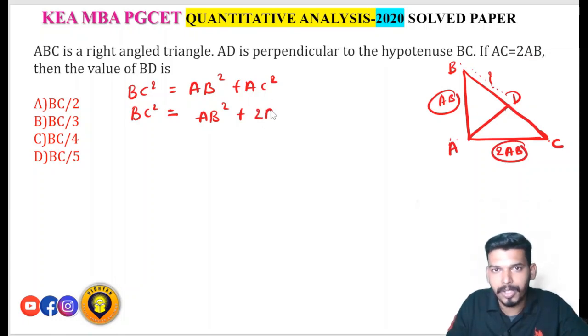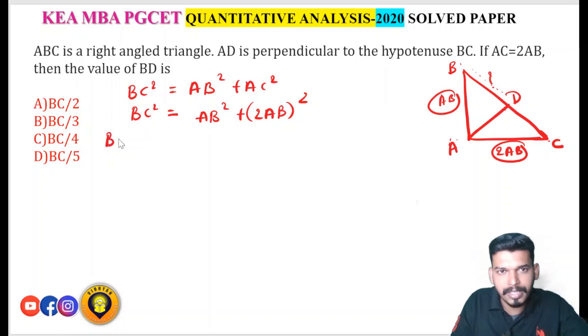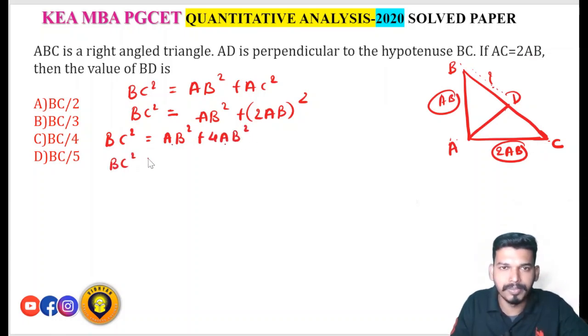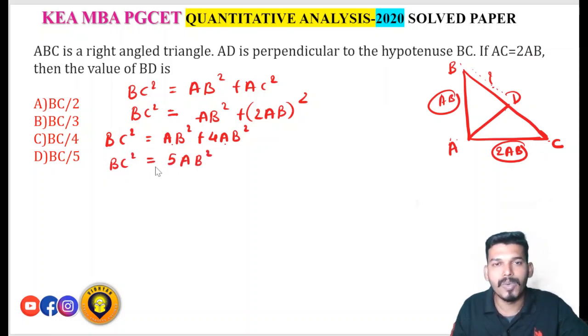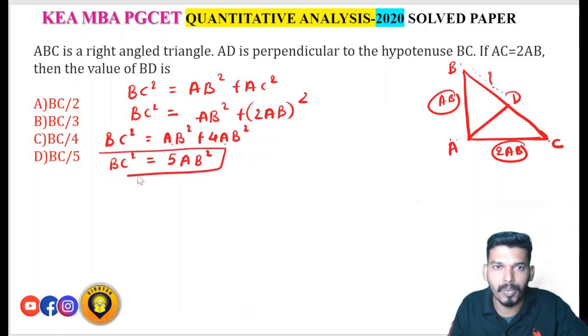So replace it by 2AB, 2AB the whole square. Therefore, BC square is equal to AB square plus 2 square is 4, 4AB square. AB square plus 4AB square is 5AB square. So BC square is equal to 5AB square. Correct? Now let us keep it as equation number 1.